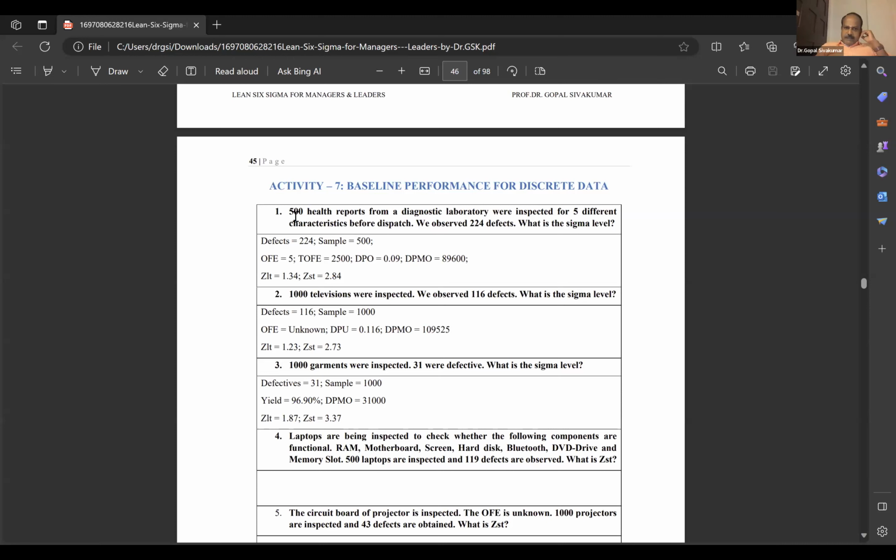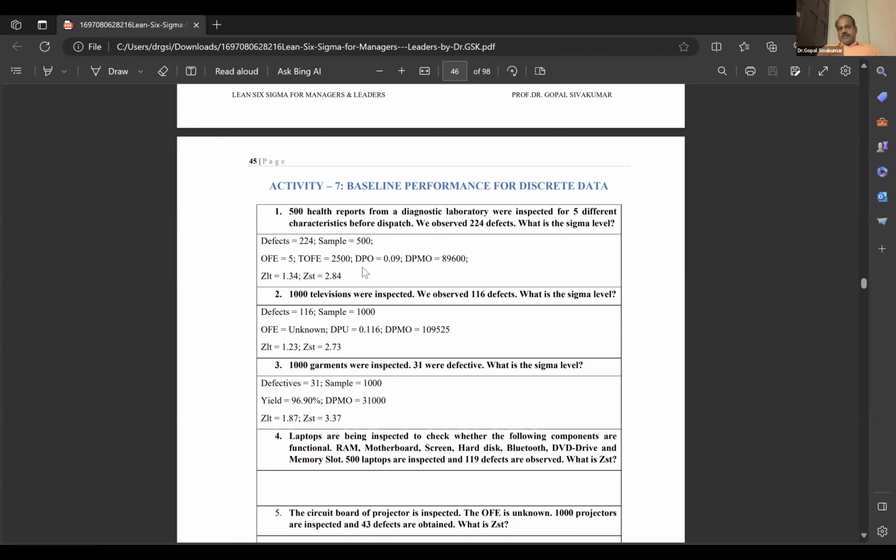See here, 500 health reports from a diagnostic laboratory were inspected for 5 different characteristics before dispatch. 500 reports. In each report, how many characteristics are appearing? 5 characteristics. All of you, do you understand? Yes, sir. Your sugar level, your cholesterol level, likewise, 5 details are available. So what is the defect? What are the opportunities here? Number of opportunities? 500. No, opportunity per report is 5.